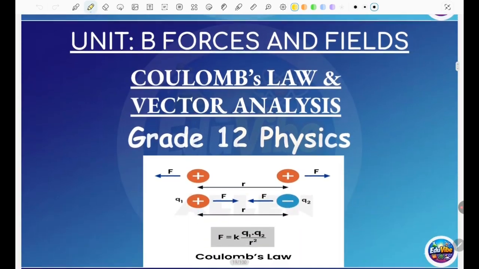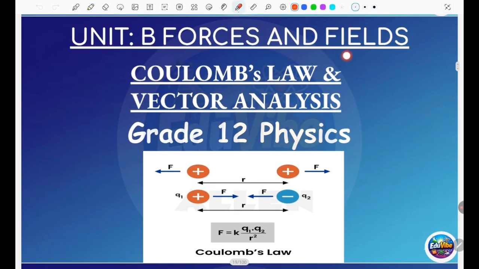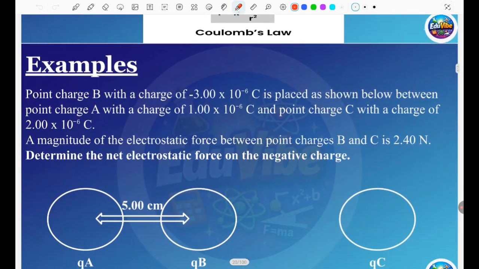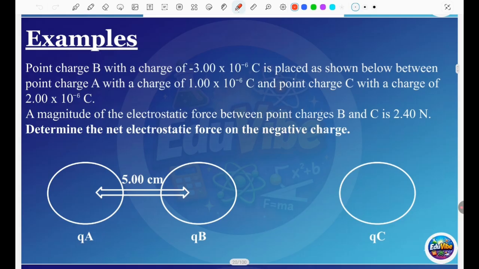In today's lesson, we will start another topic of forces and fields, which is grade 12 physics. In the previous lesson, we did Coulomb's law. Today, we will do Coulomb's law again, but with vector analysis. We'll focus on the questions because vector analysis is more important than separate Coulomb's law questions. Vector questions come up in examinations or in the diploma. So let's discuss how we can deal with those things when we have vectors in Coulomb's law.